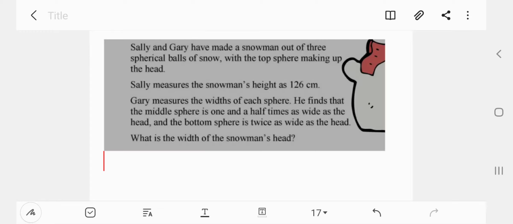So first of all, let's take out the important pieces of information from this question. It says the height is 126 centimeters. The middle sphere is 1.5 times as wide as the head, and the bottom sphere is twice as wide as the head. What is the width of the snowman's head? It's really important that we answer the question. So here we have just taken out the important pieces of information from this word problem.